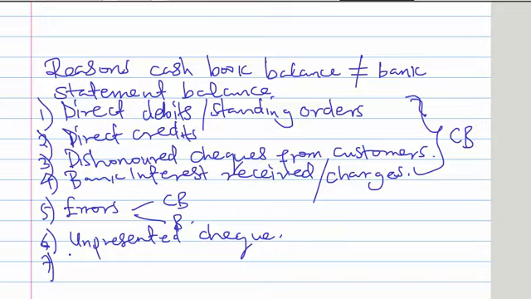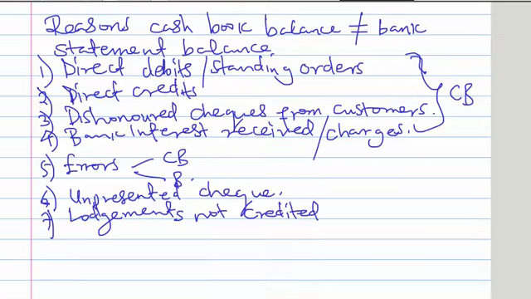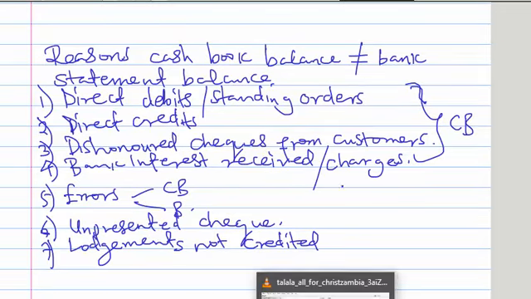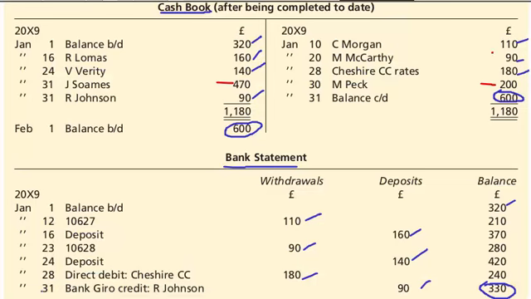Then lodgements not credited as well is another cause of difference. So lodgements not credited, you deposit a check, but then maybe it hasn't cleared, or one of those kinds of things. So let's try and see how, based on what we have in our question, how we can reconcile these things.